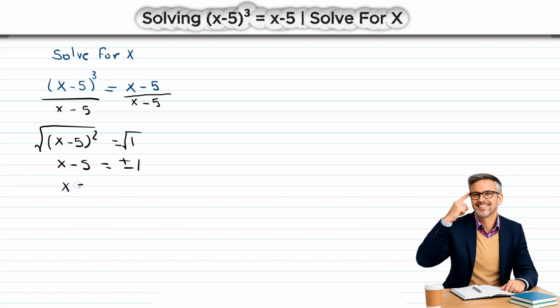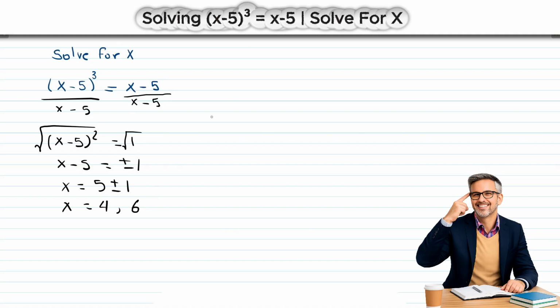Now, move the negative 5 to the other side. x equals 5 plus or minus 1. And that will end up giving you x equals 5 minus 1, which is 4, and 5 plus 1, which is 6. And you think you're done, but you're not done. You just missed one solution. On this, you'll only get 2/3 of the mark, so basically 67% on this question.